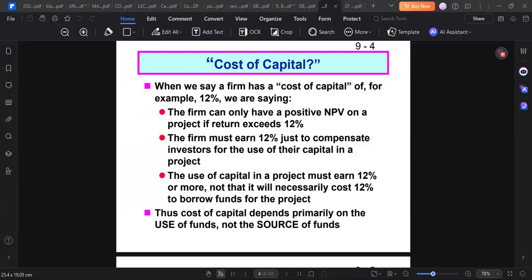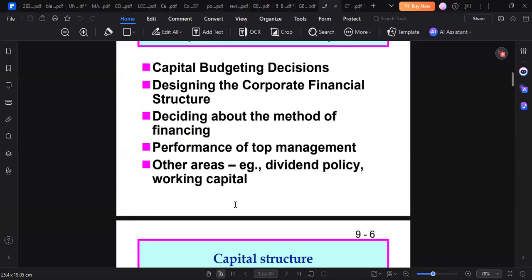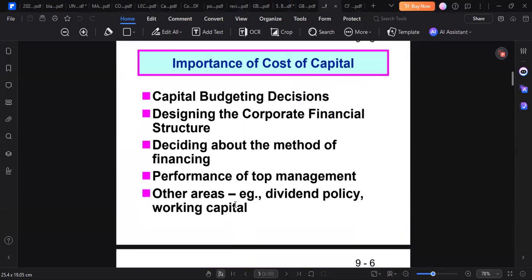So why is cost of capital important, and why must managers care so much about it? Here's the reason. The importance of cost of capital is as follows. Number one, firstly, it is essential for capital budgeting decisions. So you can't decide whether to invest in a new factory or machine without knowing your cost. You need to calculate your cost.